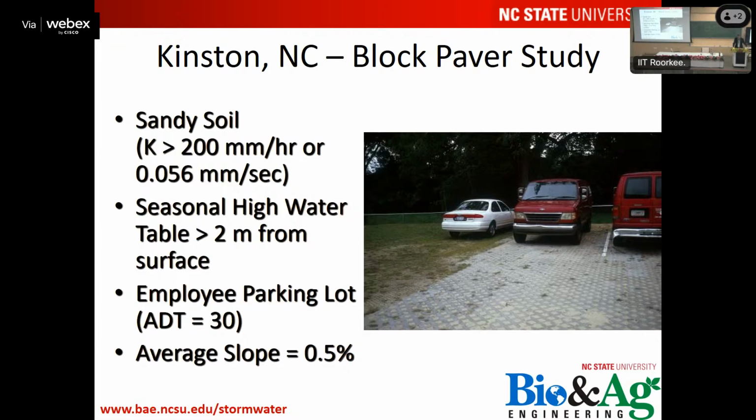It has sandy soil, so you can see very high underlying infiltration rates. The seasonally high water table was at least 2 meters from the surface. We didn't try to go any deeper. And it was a simple parking lot. And you can see the type of permeable pavement that we used. It was a concrete grid paver filled with sand, and it was pretty flat. So we did this study because we figured if it can't work here, it won't work anywhere. This is the place it's going to work. And so here it is.